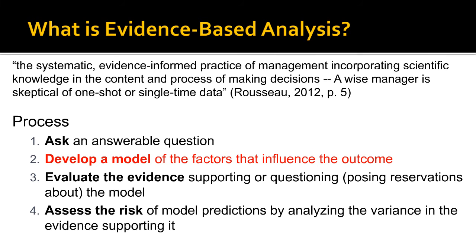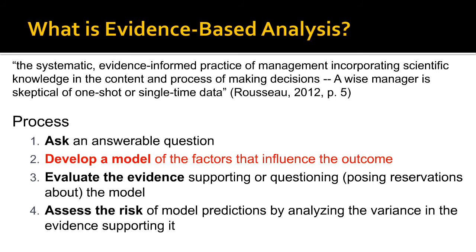As discussed in the previous tutorials, there are 4 steps required to perform EBA. These steps allow us to develop or evaluate a recommendation. We begin an evidence-based analysis by asking an answerable question. In the second step, we seek to find a model of the factors that may be causing the outcomes the question seeks to understand or influence.